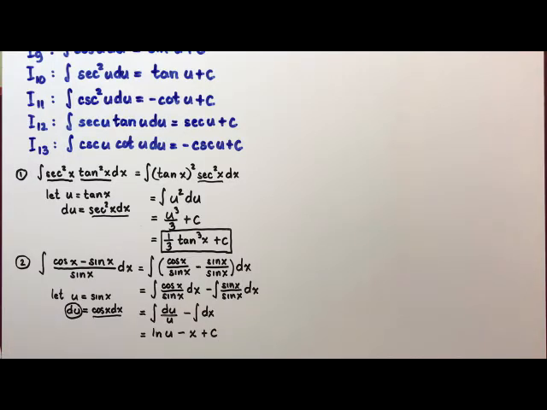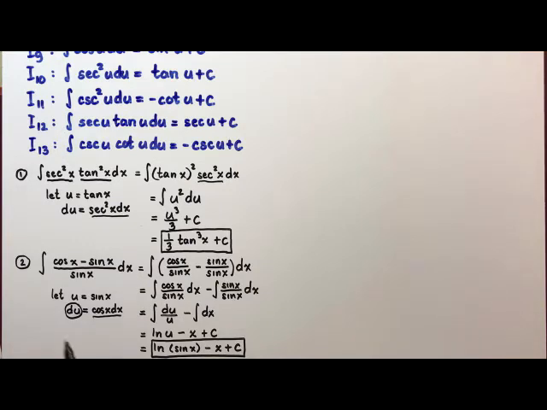So going back to the original function, which is in terms of x, this is equal to the natural log of our u, which is sine x here, minus x plus the constant of integration, which is our final answer in our second example.